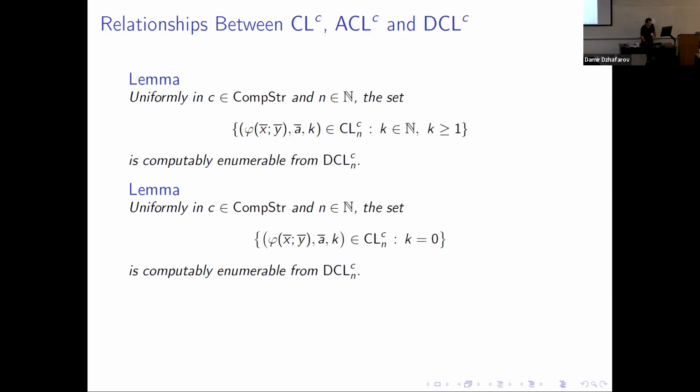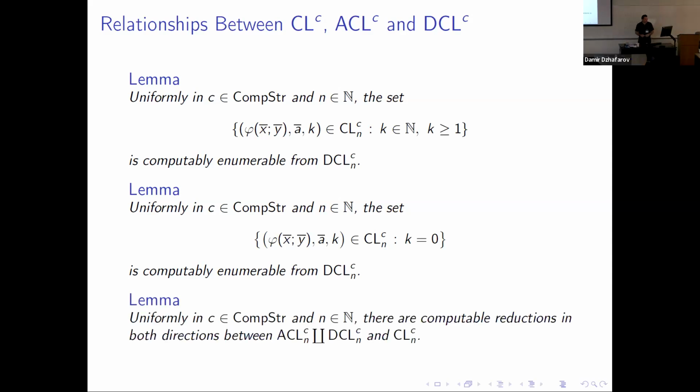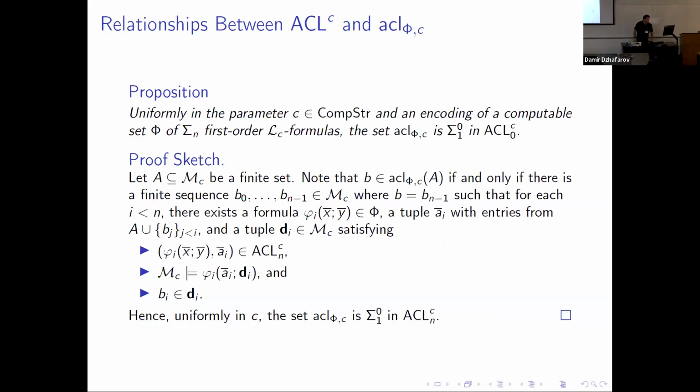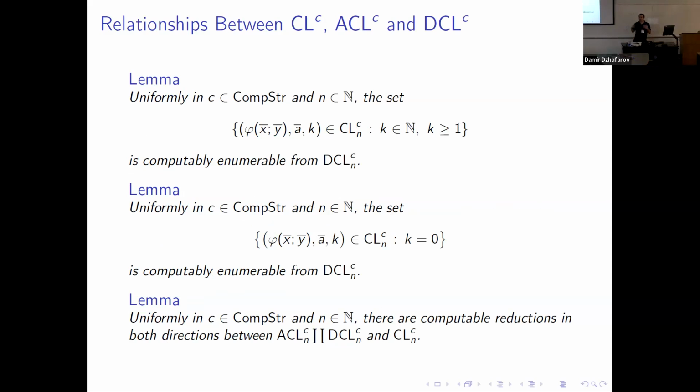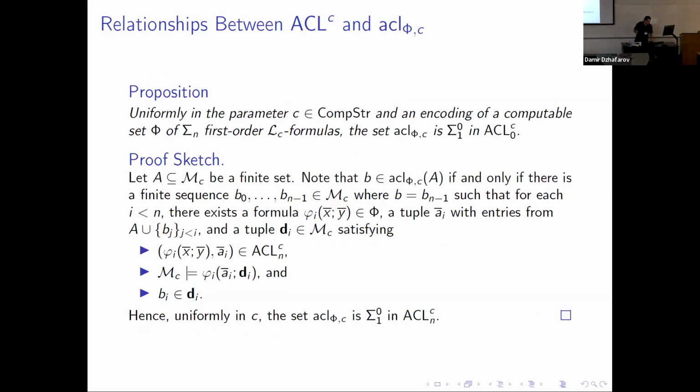Okay, and lastly, not surprisingly, there are computable reductions from knowing the ACL and the DCL and knowing all the closure relations, to knowing the number of realizations of any formula. Sorry, and the way you do this is if you know that in the ACL, you just search until you find the exact number of realizations, and then you go from there. And then you use the first one. Okay.